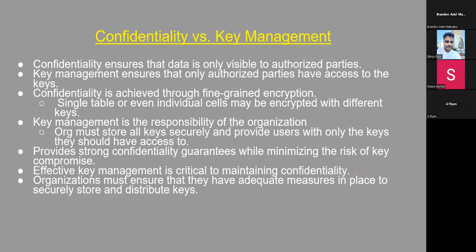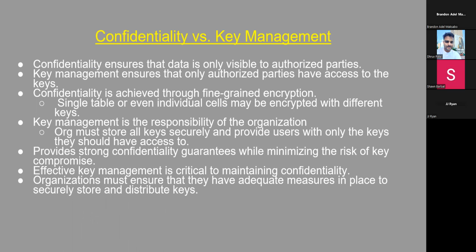Talking about confidentiality versus key management, confidentiality and key management are both important considerations in protecting the data in the cloud. Confidentiality ensures that data is only visible to authorized parties, while key management ensures that only authorized parties have access to the keys that allow them to view a particular set of data. In Silverline, confidentiality is achieved through fine-grained encryption, where different parts of a single table or even individual cells may be encrypted with different keys.